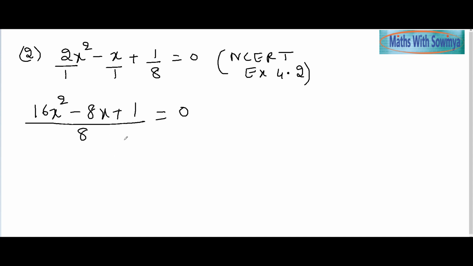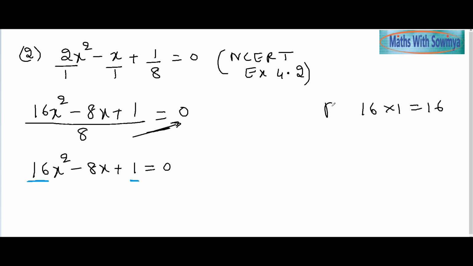Now, 8 you multiply here. So, obviously 8 into 0, this will give you 0 on cross multiplication. So, you end up here with only this one: 16x square minus 8x plus 1 is equal to 0. Now, here your first term is this, last term is this. So, product is 16 into 1, which is 16. Middle term will be minus 8.